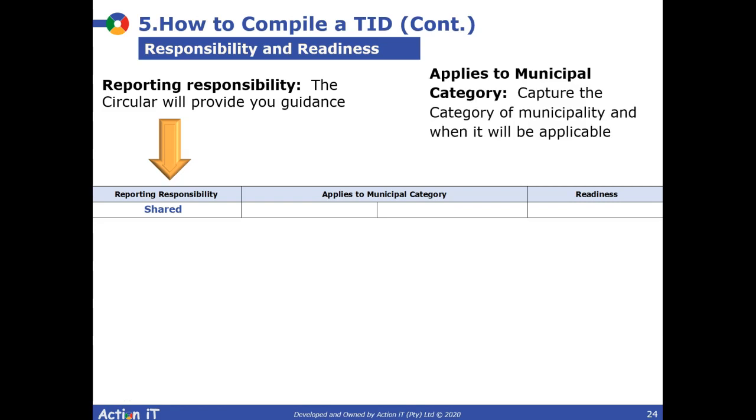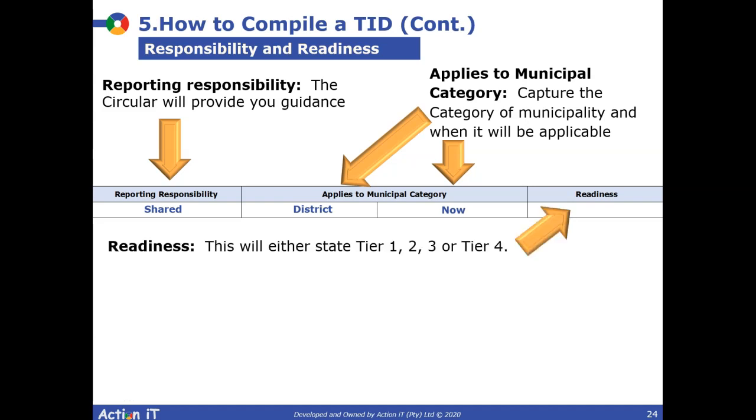In the applies to municipal category fields, the following needs to be captured. In the first field, you will capture the municipality type to which the indicator applies. In our example, district will be captured, as our example municipality is a district municipality. In the second field, you will capture when the indicator will be measured. In our example, now will be captured as the indicator is applicable now.